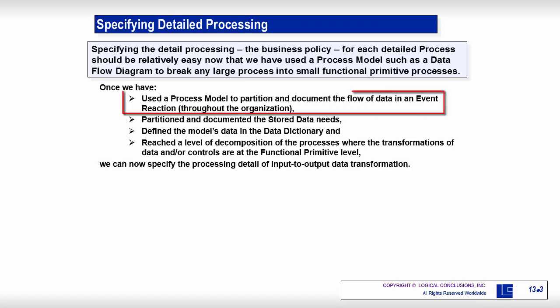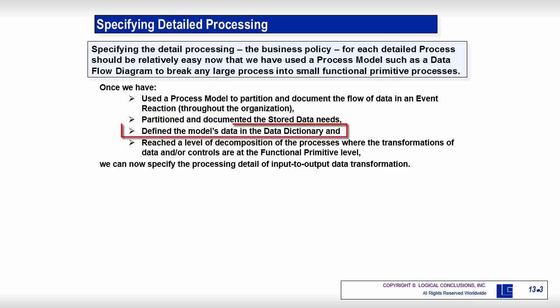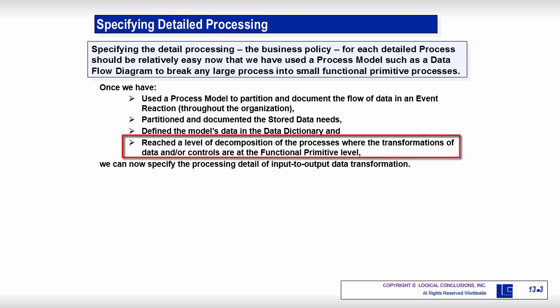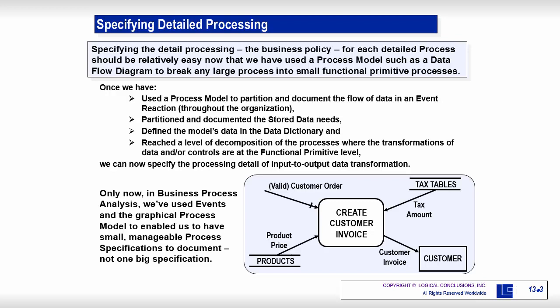So once we have used a process model to partition and document the flow of data in an event reaction throughout the organization, partitioned and documented the stored data needs, defined the model's data in the data dictionary, and reached a level of decomposition of the processes where the transformations of data and/or controls are at the functional primitive level, we can now specify the processing detail of input to output data transformations. Only now in business process analysis, we've used the graphical process model to enable us to have small, manageable process specifications to document, not one big specification.